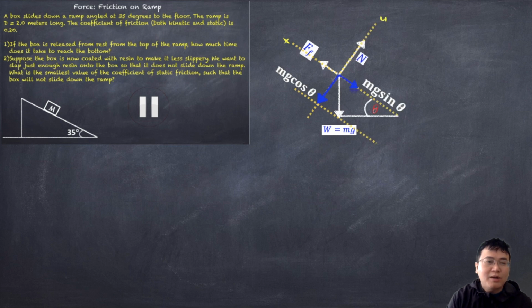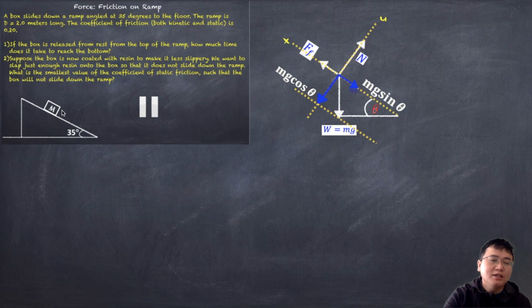Alright, in order to solve this problem, you will have to start out with drawing a free body diagram. My free body diagram is a little bit complicated, but it's just for your reference. All you need to draw is these white arrow lines right here to represent the free body diagram.